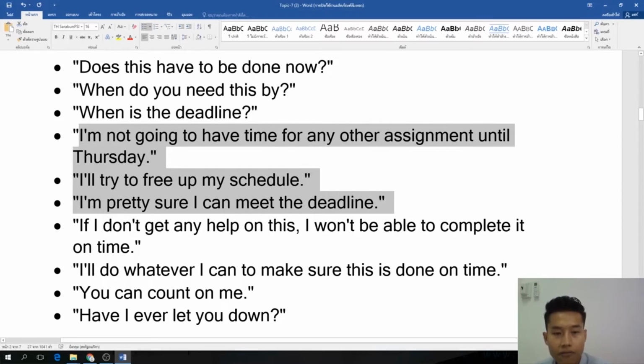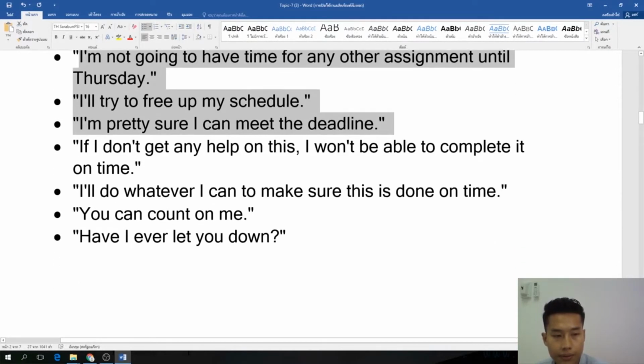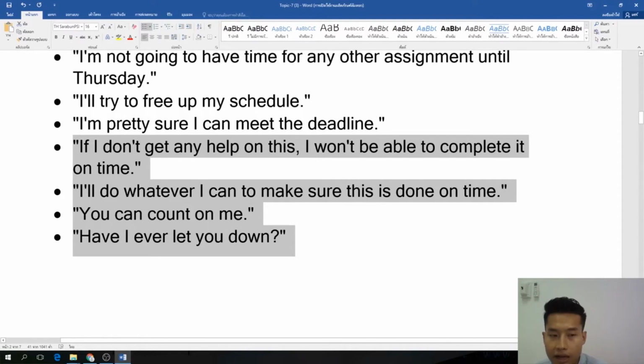I'm not going to have time for any other assignment until Tuesday. I will try to fit it into my schedule. I'm pretty sure I can meet the deadline. If I don't get any help on this, I will be able to complete it on time. I will do whatever I can to make sure this is done on time. You can count on me. Have I ever let you down?